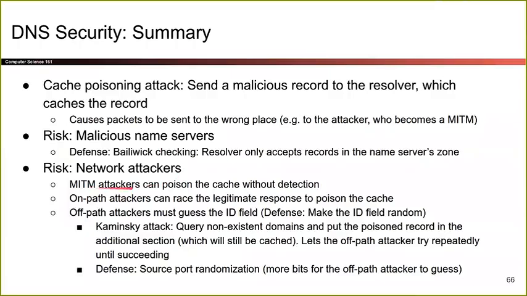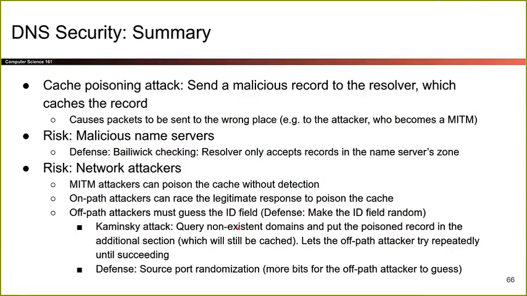If you're a man-in-the-middle attacker, DNS is not secure. If there's an on-path attacker, DNS is not secure. They can race. If there's an off-path attacker, DNS is kind of secure. They have to guess the ID field. That means you have to make the ID field random. But they can have a very good chance of guessing by using Kaminsky.